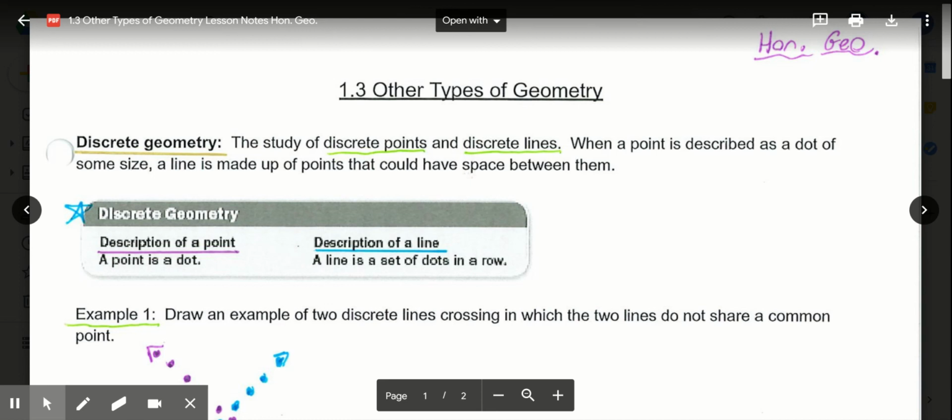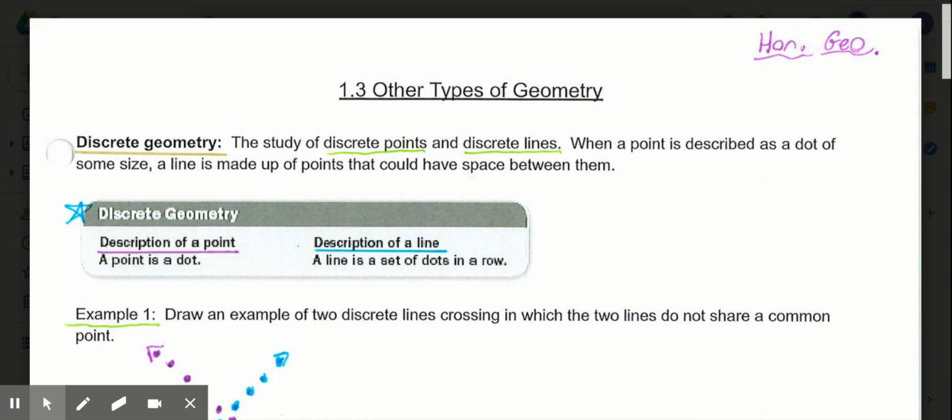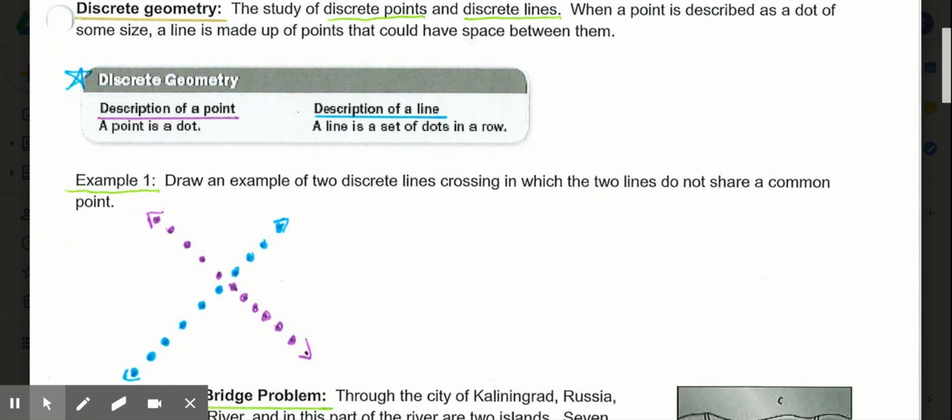So in discrete geometry, the description of a point is a dot. But our description of a line is a set of dots in a row. So it no longer is drawn the way that we think of lines. It's sets of dots in a row that can have space in between them. They also can have endpoints. So in this case, we're going to look at example 1 to get this idea.